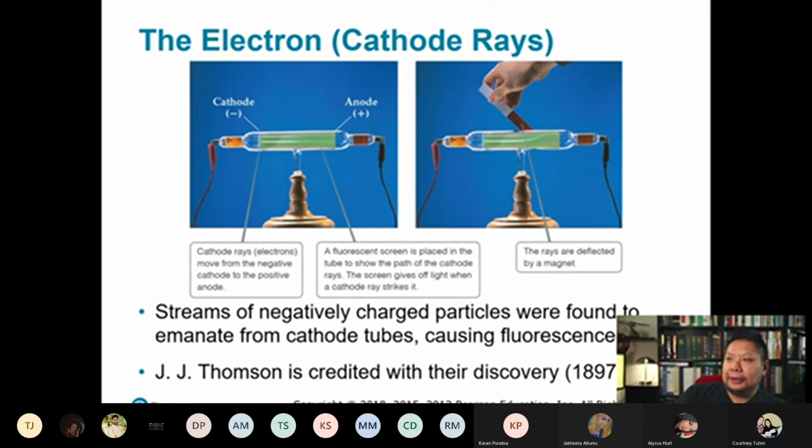Okay, so the electron, right? Here's a nice little picture of the electron. And what you see on the screen here is what we call a cathode ray tube, okay?